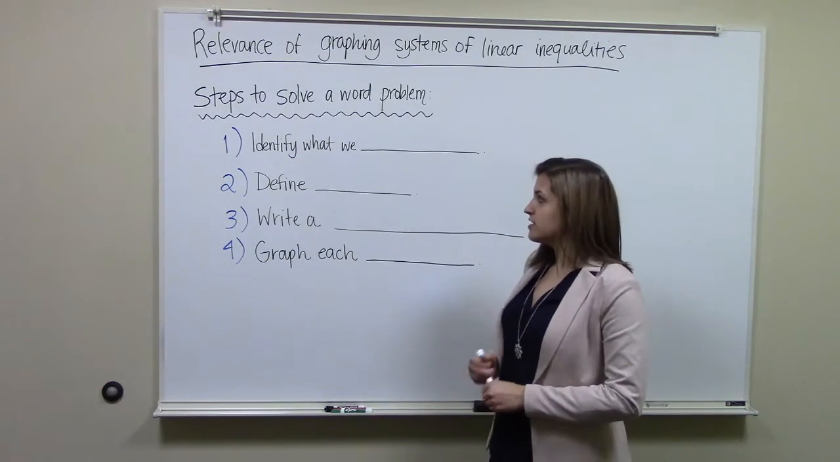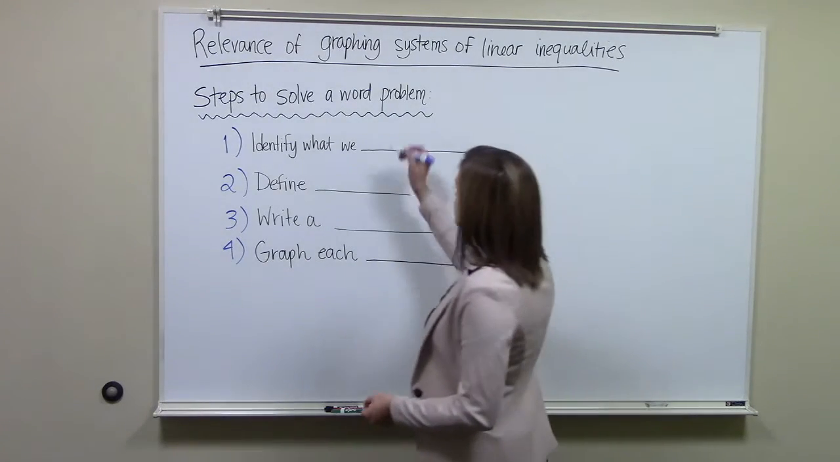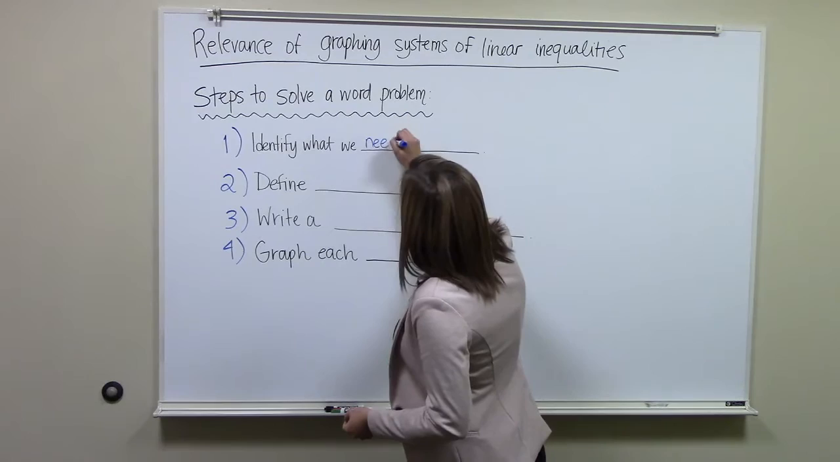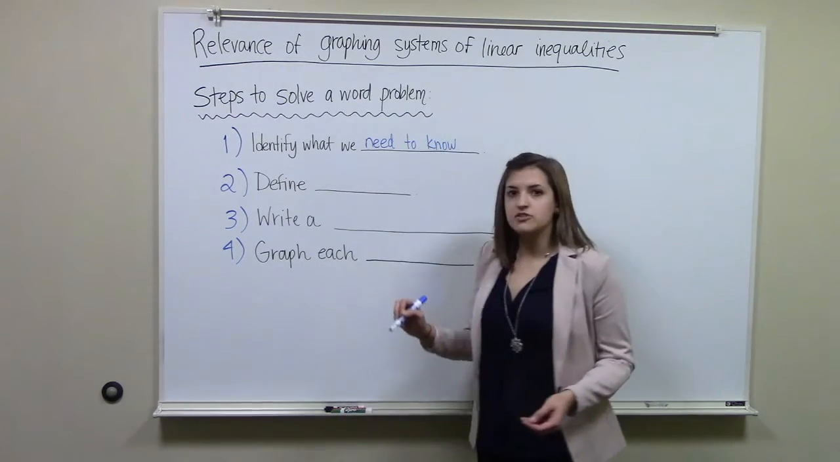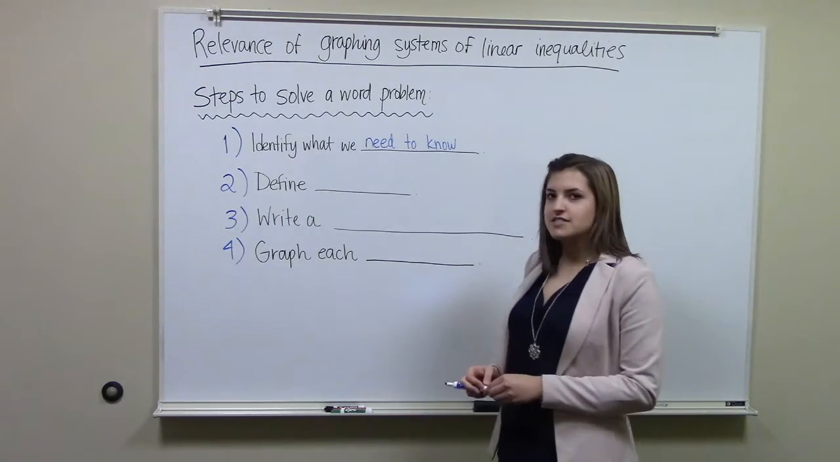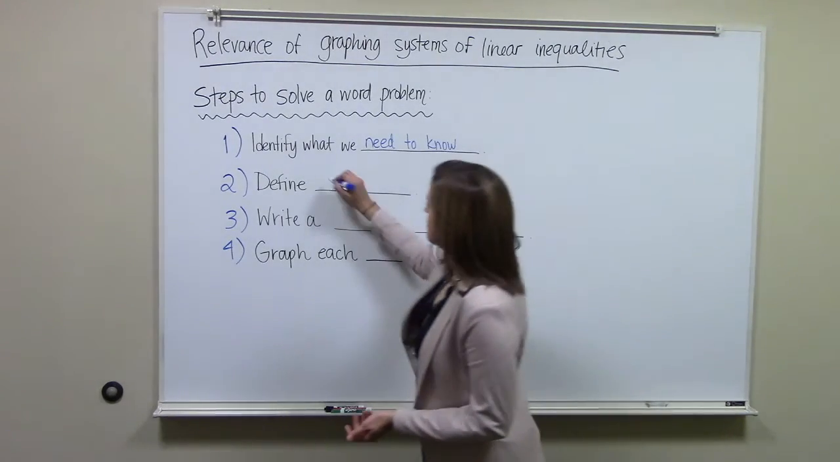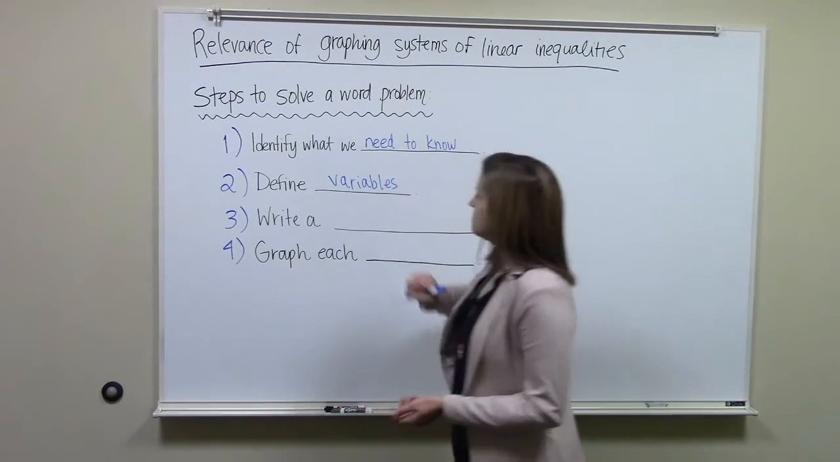The first one is that we're going to identify what we need to know from our problem. We're going to read over a problem, underline or circle or highlight any important information, and keep that in mind. Our second step is to define our variables, and we will have two of them.